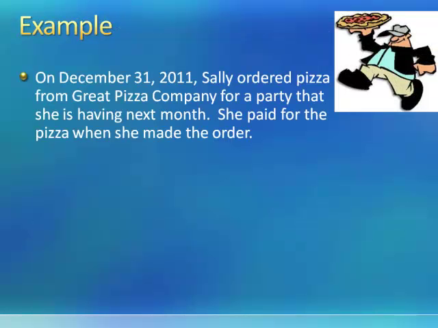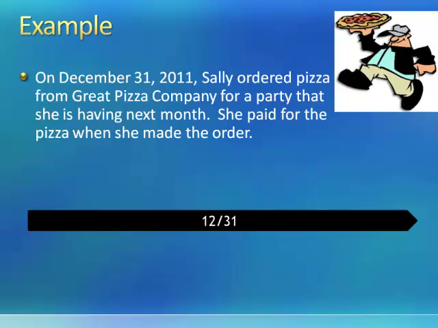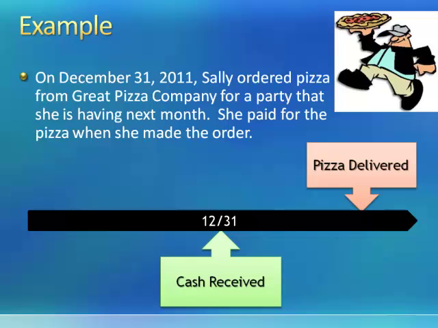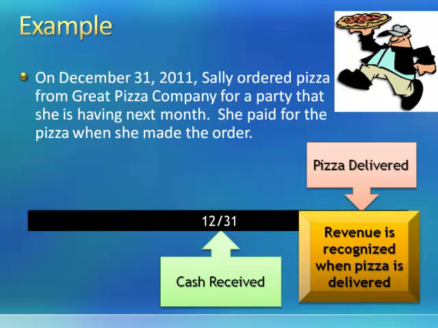Another example. On December 31st, 2011, Sally ordered pizza from Great Pizza Company for a party that she is having next month. She paid for the pizza when she made the order. So taking a look at our timeline, what happened? Well, the pizza isn't going to be delivered until the future, but on December 31st, the cash is received, but revenue is not recognized until the pizza is delivered.